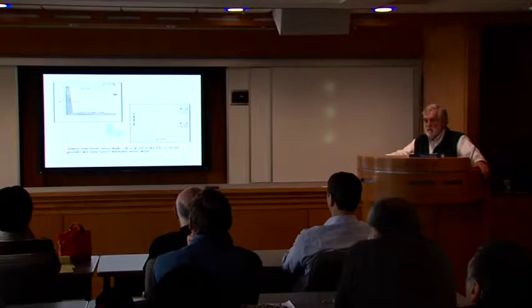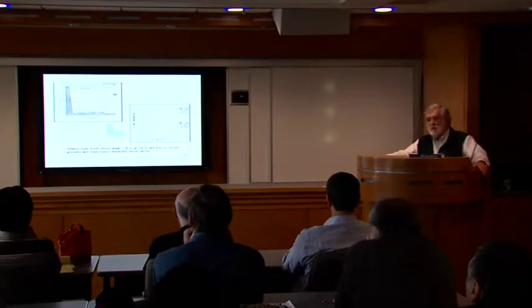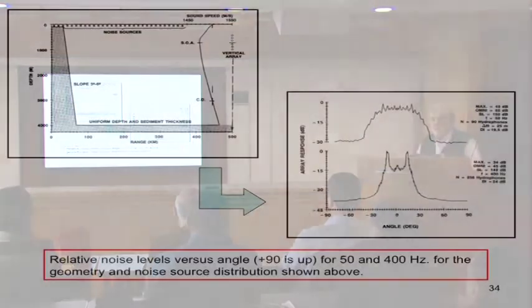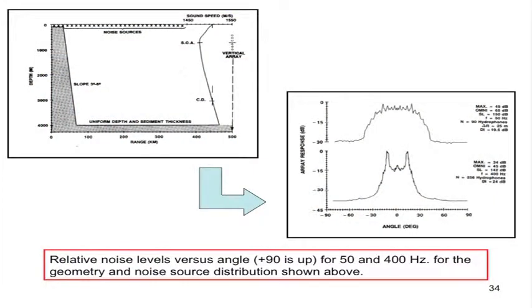And the idea was to show that there was a fundamental directional persistent pattern for a given part of the ocean, depending on what the industrial activity was. And here you see the two, the Gulf of Mexico and the North Atlantic.